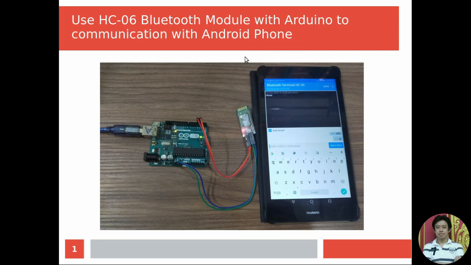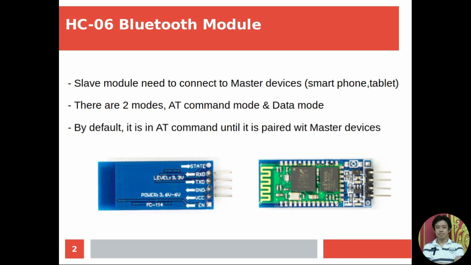Hi, in this video, I will show you how to use HC-06 Bluetooth module to connect with Arduino Uno in order to allow your Arduino Uno to communicate with smartphone or tablet via Bluetooth communication. There are many Bluetooth modules in the market that you can use. But for simplicity, I choose HC-06 over the others. Before we use it, we need to know some features of this module.